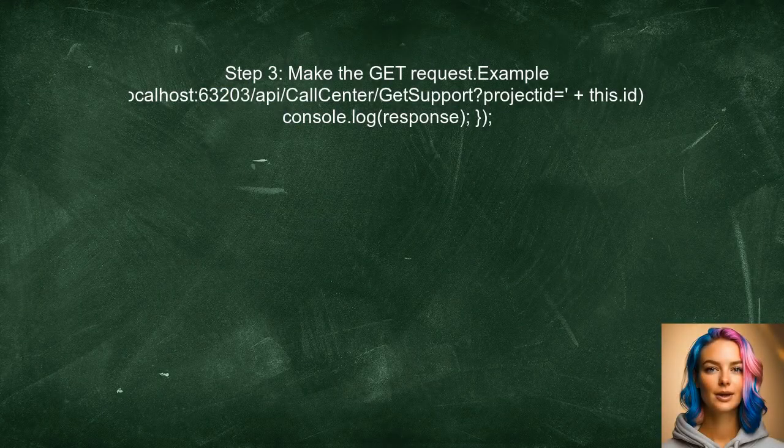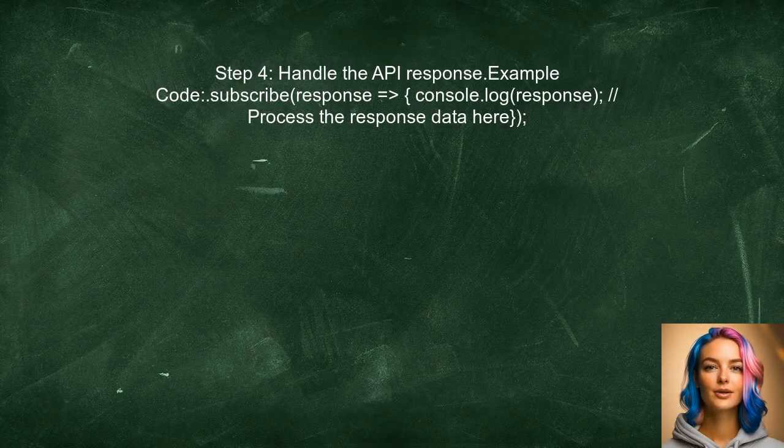Now the user can make the GET request using the HTTP client. They should ensure that the project ID is included in the URL as a query parameter. Finally, the user should handle the response from the API. This can be done by subscribing to the observable returned by the GET request and processing the data as needed.